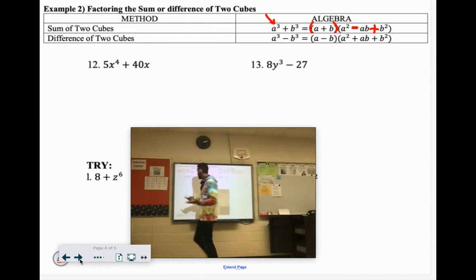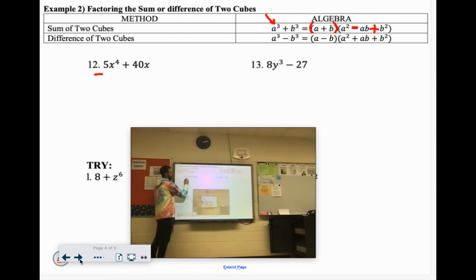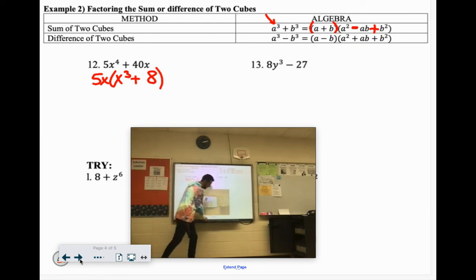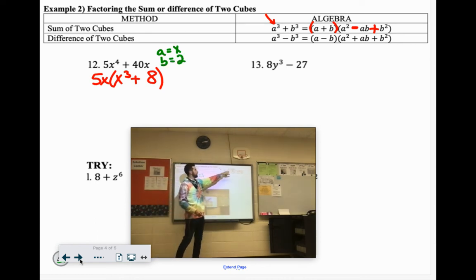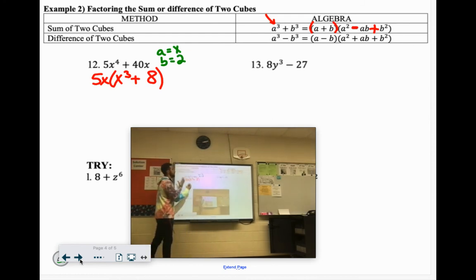Always look for a greatest common factor. So these have 5x in common, which leaves us with x cubed plus 8. Now, x cubed is a perfect cube because it's x times x times x. So if we're looking at the formula here, our a is x, and then our b, 8 is 2 times 2 times 2, so our b is 2. So look at the rule up here. It says first you just do a plus b.